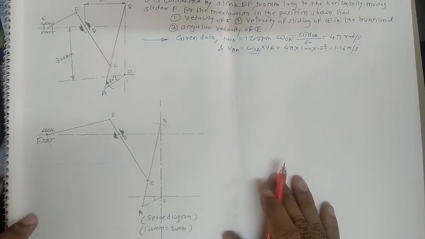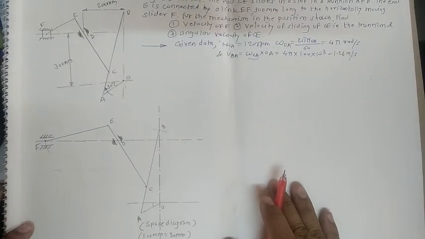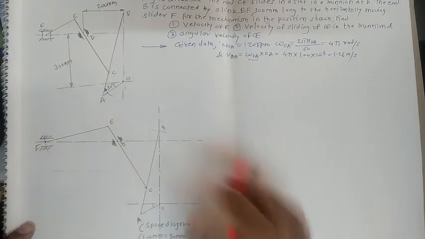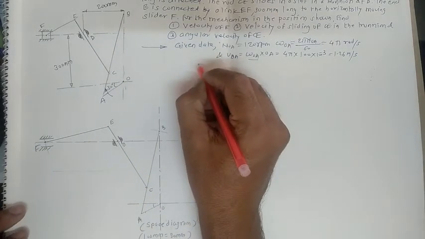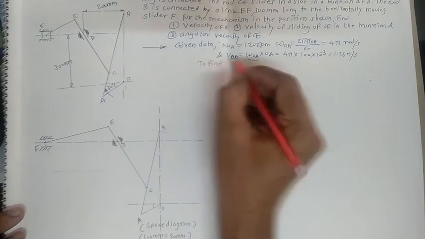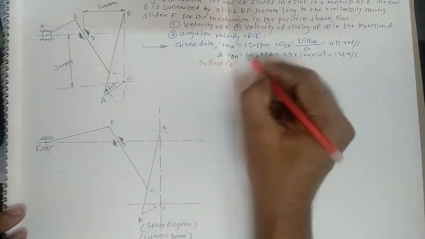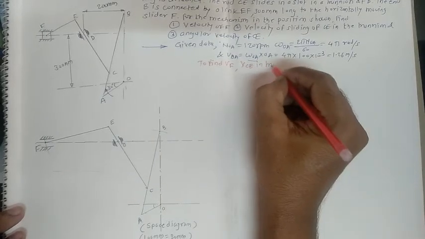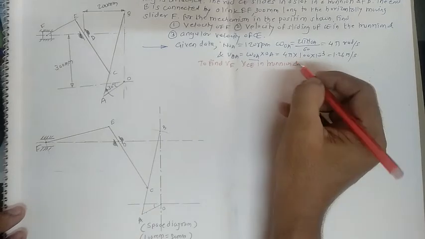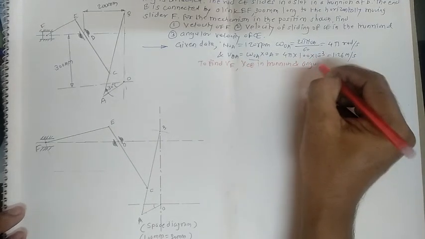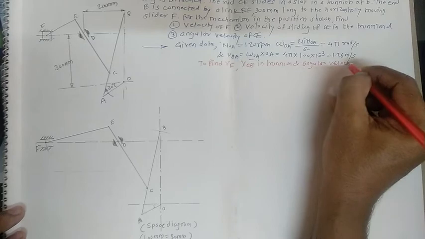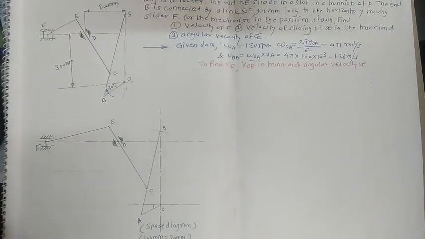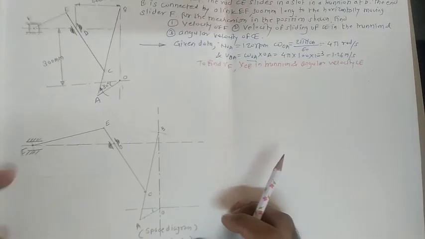Now once this space diagram is completed, move towards the next one, the velocity diagram. Before that, see which data you have to find. I just mentioned to find the velocity of F, then the velocity of sliding of CE in the trunnion, and next the angular velocity of E. This way you have to do the calculations. Okay, so once this diagram is over, now move towards the velocity diagram.